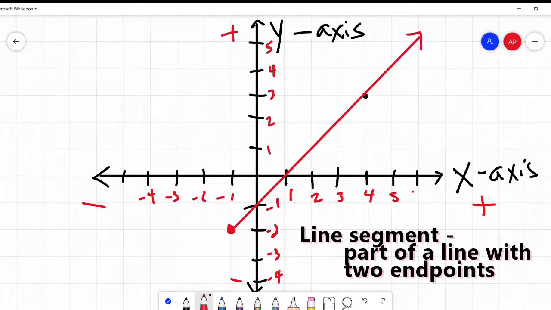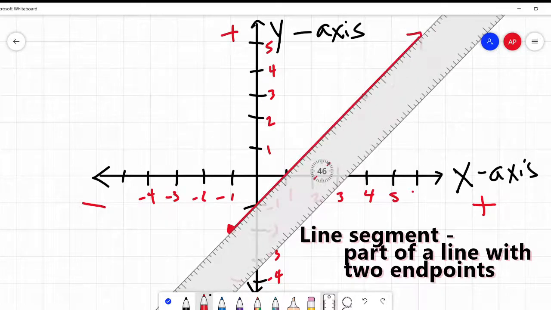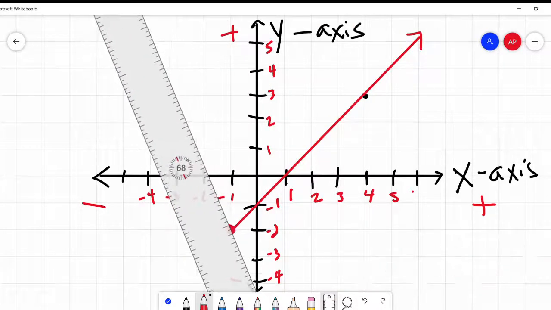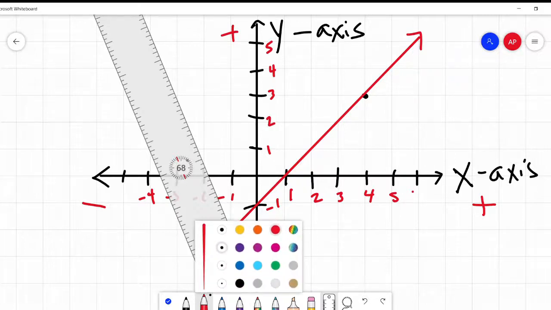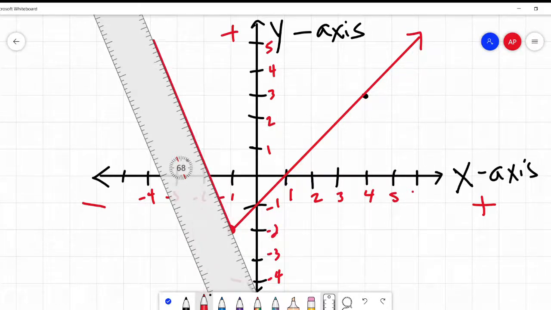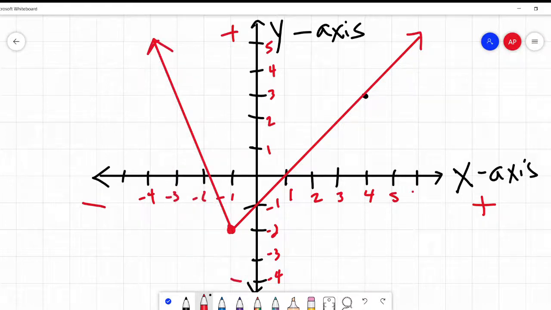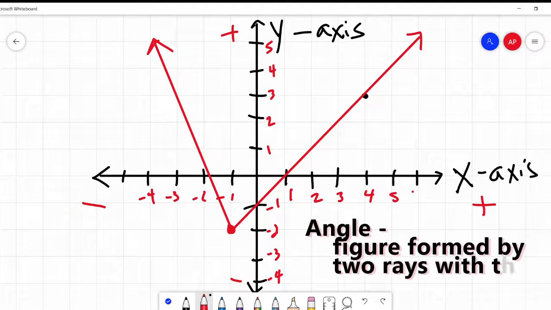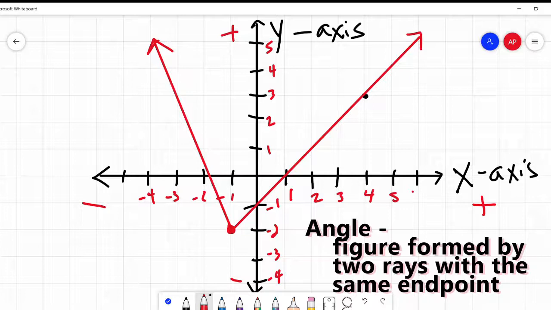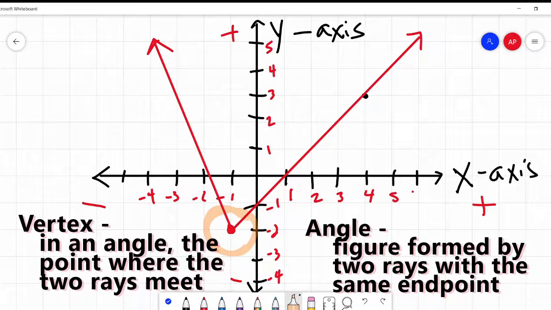Okay, if I go back to having a ray, what if I have two rays and they meet at the same endpoint? They have the same endpoint. Two of our definitions or terms come here. This now with the two rays with the same endpoint is called an angle. This is an angle. And the endpoint where they meet is called a vertex. Vertex.